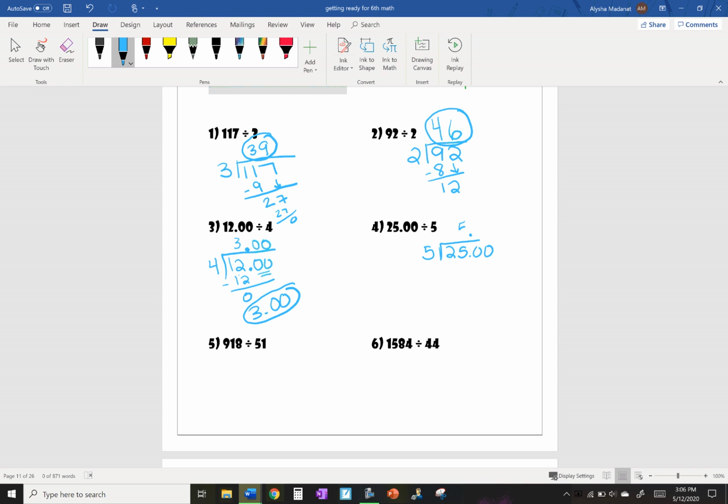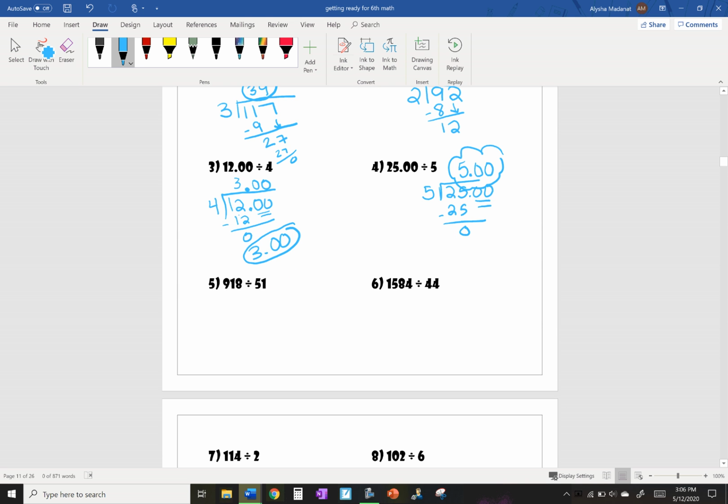5 goes into 25 5 times. Again, you get that 0, and because I've got the 2 zeros in it, go ahead and make sure you bring that up, because again, if we're dealing with money, it's going to be important to have.